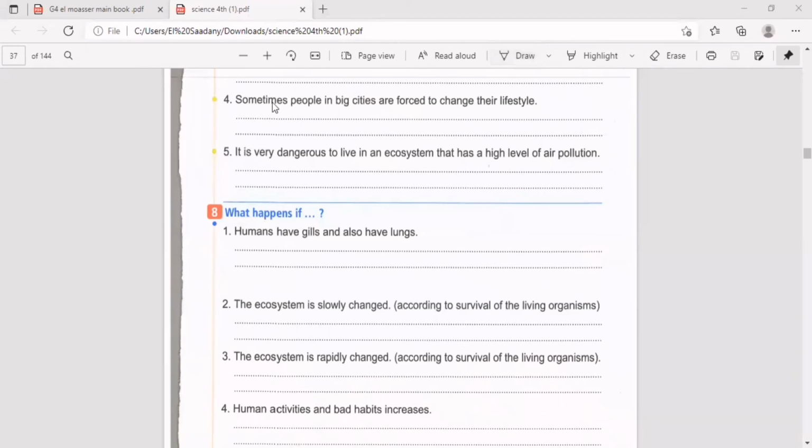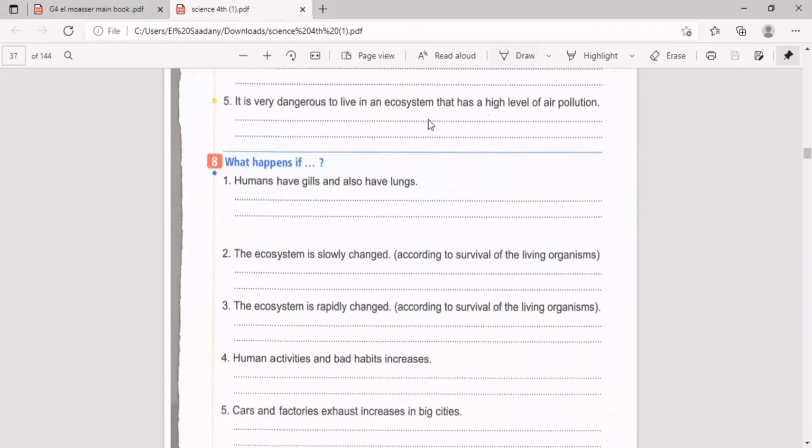Okay, number 4. Sometimes, number 5. It's very dangerous to live in an ecosystem that has a high level of air pollution. Why is it dangerous to live in a place or ecosystem that has a high level of air pollution? Of course, because air pollution causes lung damage, breathing difficulties, heart disease, and asthma. So you're going to think, why is it bad? Why is air pollution bad?